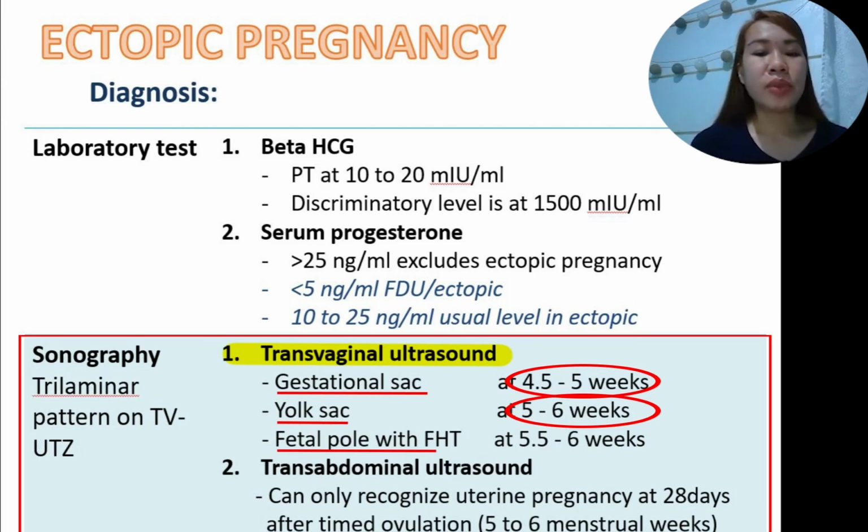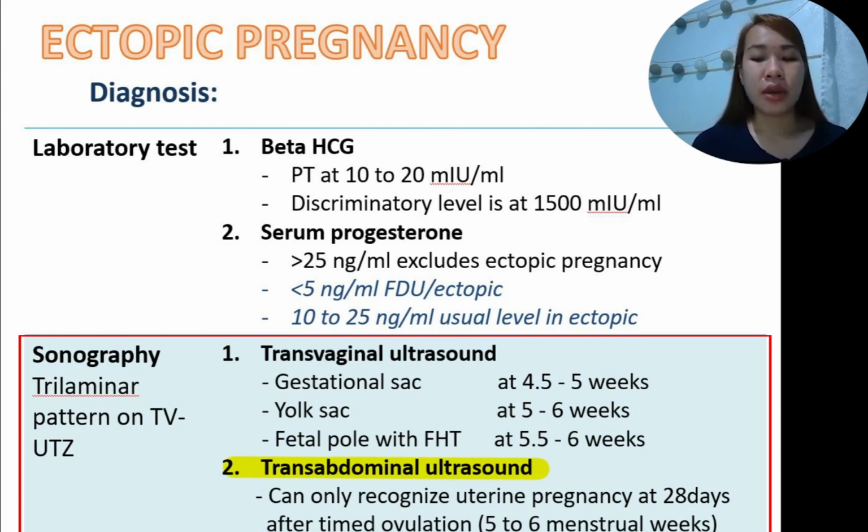Or at 5 to 6 weeks, if you still cannot see a yolk sac or a fetal pulse with fetal heart tone at 5.5 to 6 weeks, then you think of ectopic pregnancy, because you are supposed to be able to assess this at this time already. For a transabdominal ultrasound, you can only recognize uterine pregnancy at 28 days after the time of ovulation, or 5 to 6 menstrual weeks. So you have to take note of that.